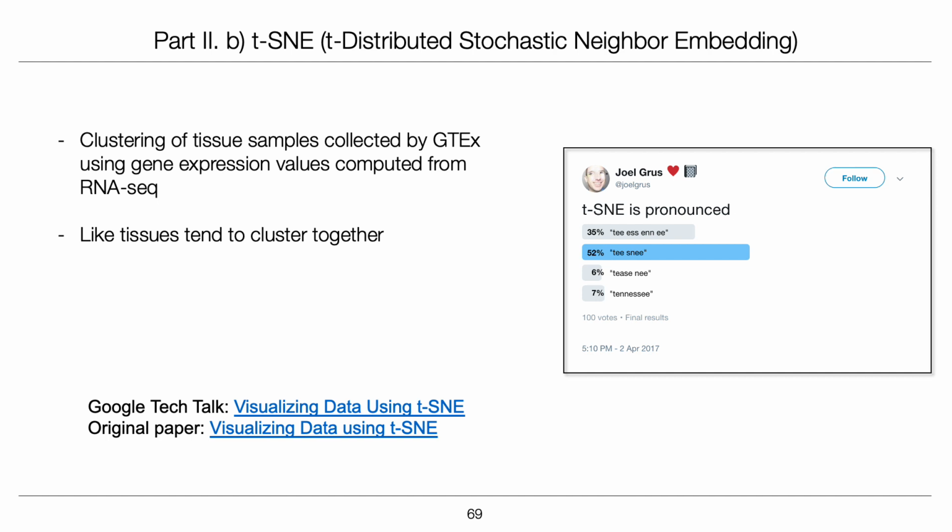If you want to get more information, you can watch this Google Tech talk, which does a very good job explaining the gist of the method. If you want even more information, you can read the original paper published in the Journal of Machine Learning Research in 2008. You might be interested to know that this paper has been cited more than 15,000 times.